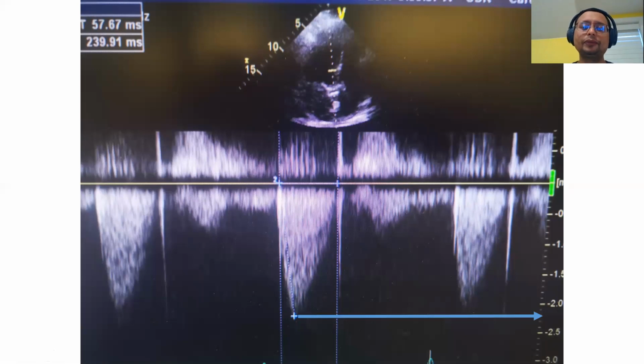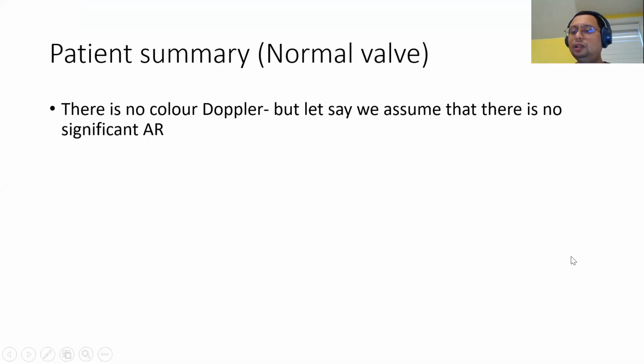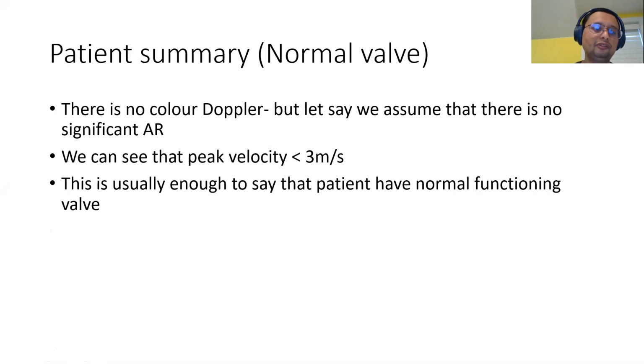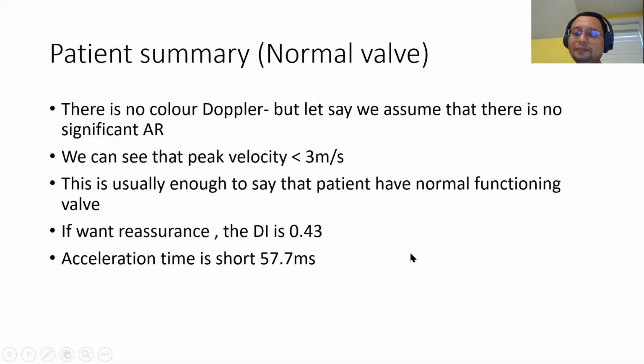If you need further reassurance, you can see that the acceleration time is way less than 157. From the start to the peak is only 57. So that is normal. So what is the summary? This patient has a normal valve. The color Doppler looks okay. There is no significant regurgitation. The peak velocity is less than 3. Usually I stop there. This is a normally functioning valve. However, if you want reassurance, the dimensionless index is way above 0.25, which is 0.43. And the acceleration time is very short, 57.7 milliseconds.